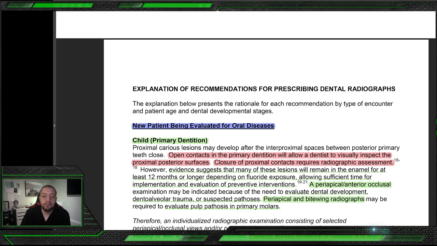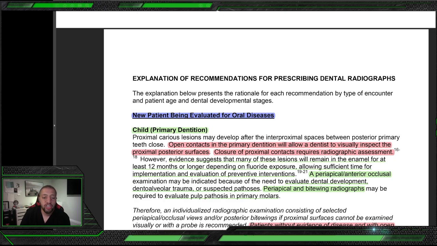Okay, so open contact in primary dentition will allow a dentist to visualize and inspect the proximal anterior and posterior surfaces. Closure of proximal contact requires radiographic assessment. And here is the evidence for the number. Evidence suggests that many of these lesions will remain in the enamel for at least 12 months or longer, depending on fluoride exposure, allowing sufficient time for implementation and evaluation of preventive intervention. So what does this mean? This means they followed up the caries progression with X-ray and clinical exam. They found at least 12 months.